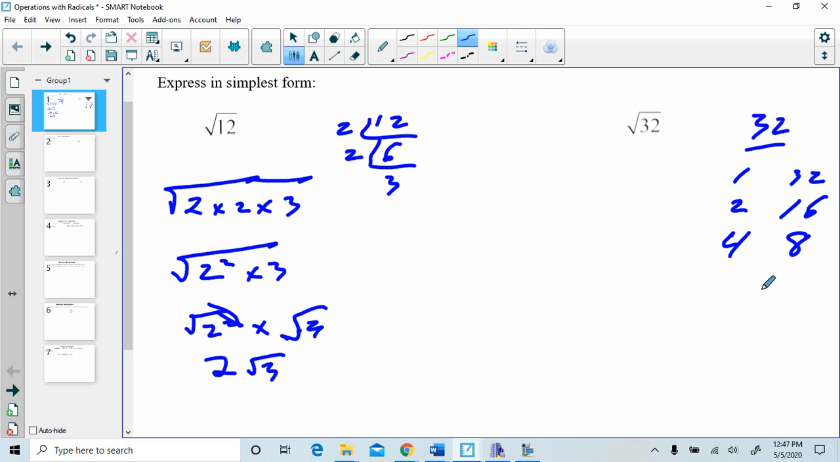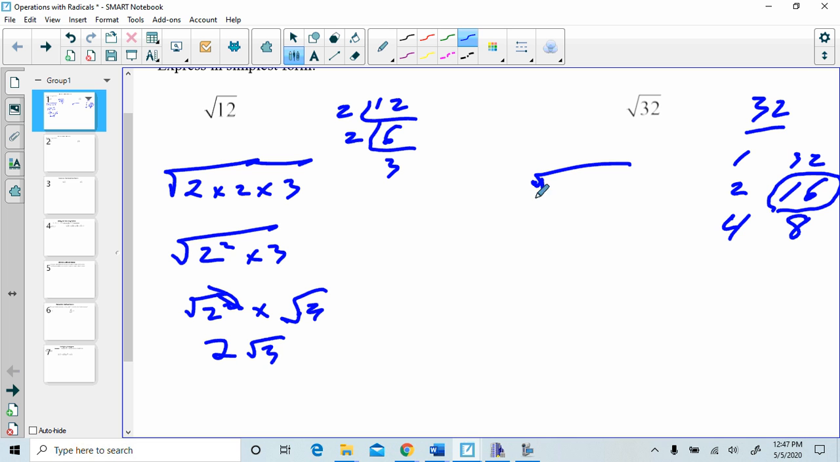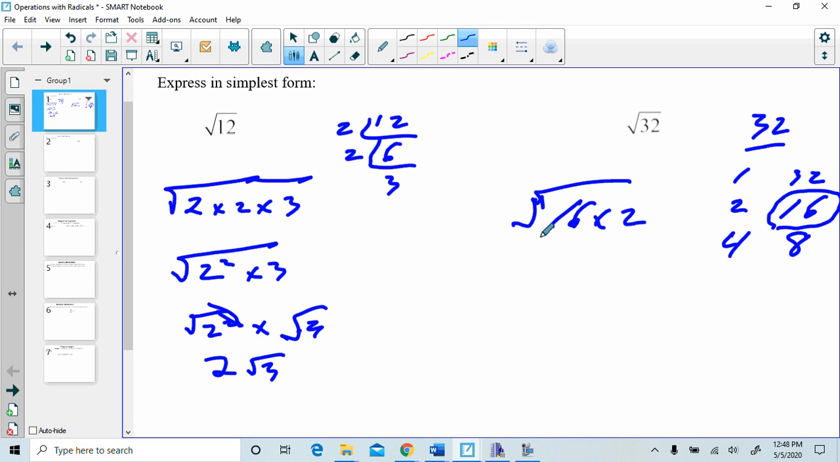So we can actually stop right now because I do see a perfect square in here. I see 16. So we're going to take 16 and its pair, 2. So we're going to organize root 32 as root 16 times 2. And then we're going to go from there and just break it down a little further. So what we're actually looking at is 4 squared times 2.